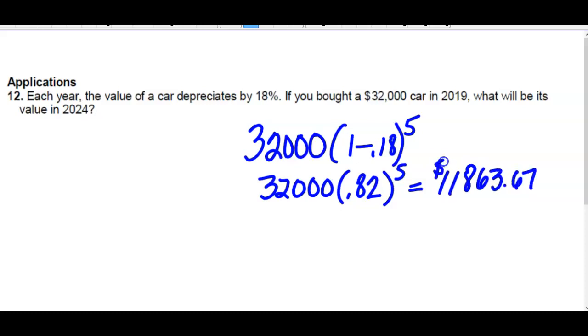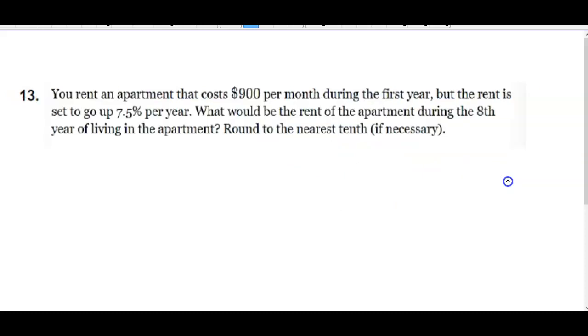I will tell you, the Delta Math questions like this, they ask you to round to the nearest tenth, which would be 0.70 or just 0.7. I don't know why they do to the nearest tenth when it's money. This is a Delta Math question.